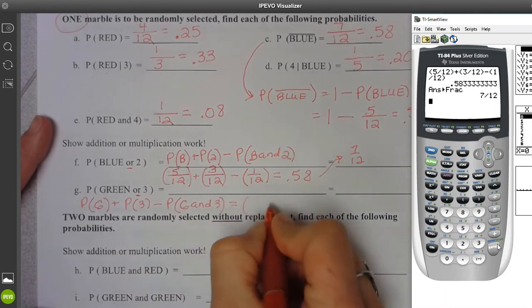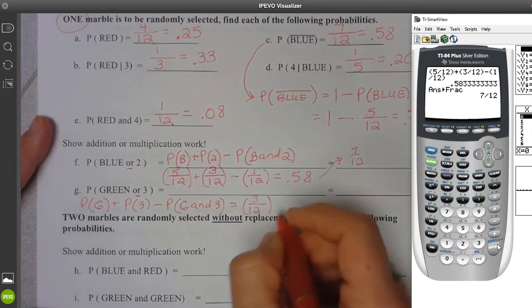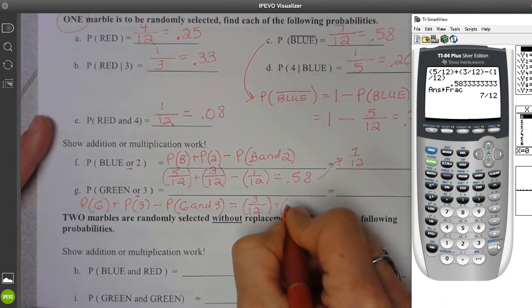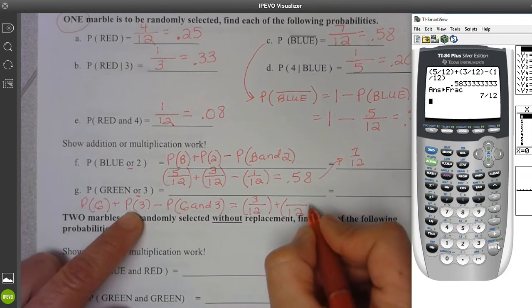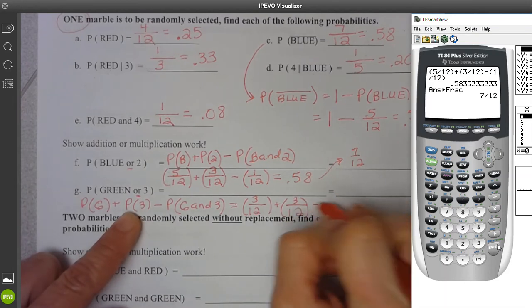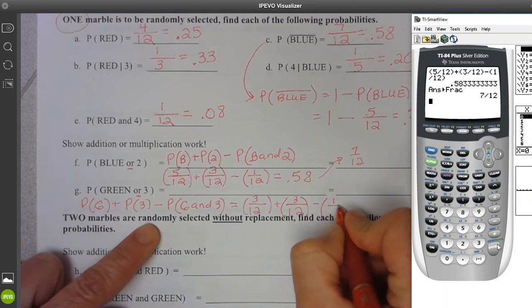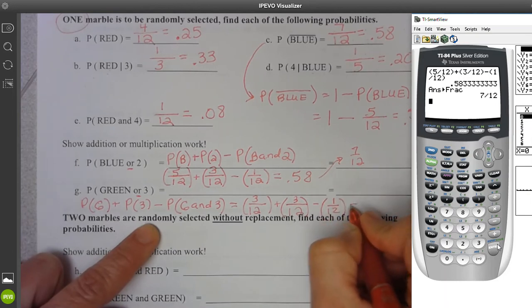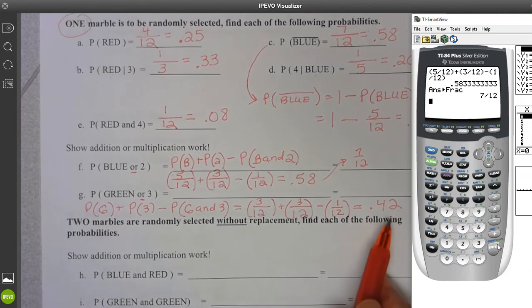And so that's going to be the probability of getting a green. There's 3 that are green out of 12, plus the probability of getting a 3. Well, there's 3 marbles with the 3 out of 12. Minus the probability of getting a marble that is both green and 3, and there's one of those out of 12. So doing this math, you get 0.42, just leaving it as a decimal rounded to 2 decimal places.